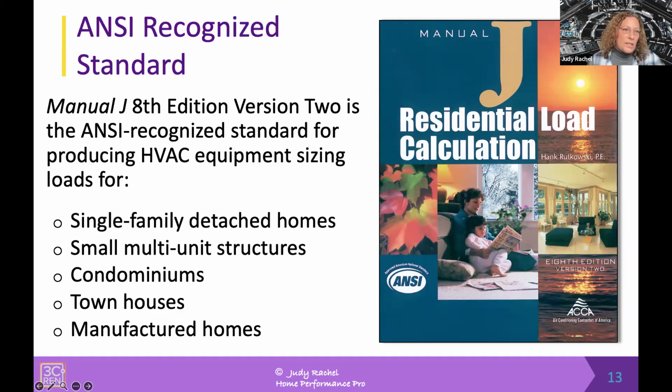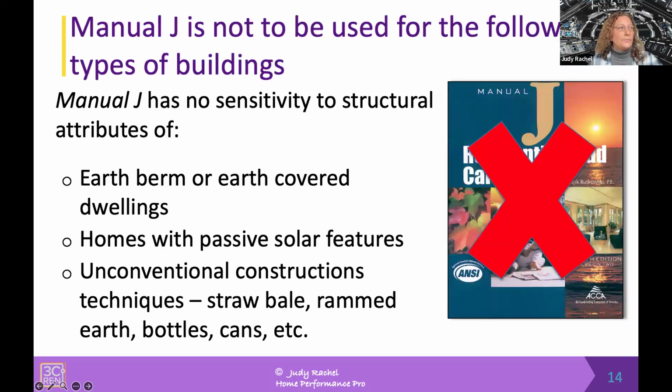Understand that when we talk about Manual J, it's the residential load calculation. There are load calculations for commercial buildings. There are different load calculation procedures depending upon the use and the type of the building. So Manual J is good for single family detached homes, small multi-unit structures, condominiums, townhouses, and manufactured homes. These are the basic categories where Manual J is the appropriate procedure to follow.